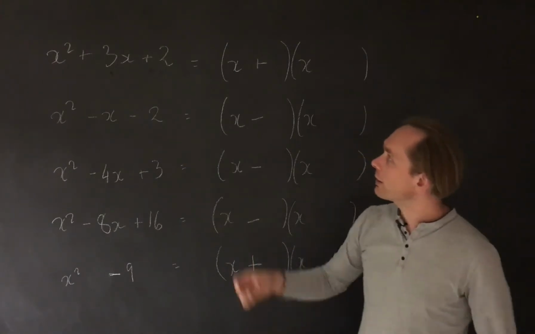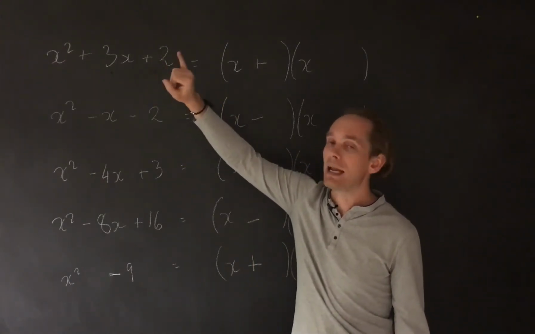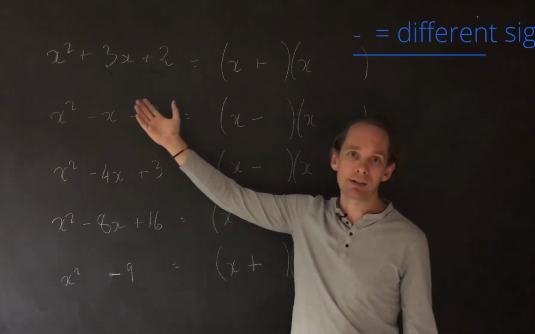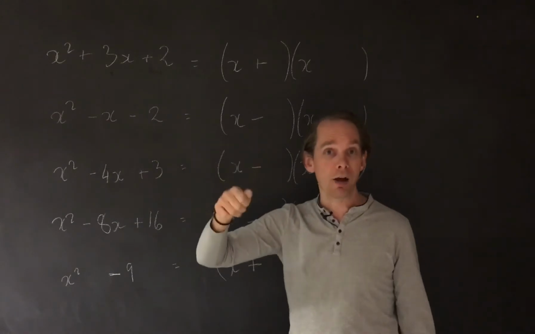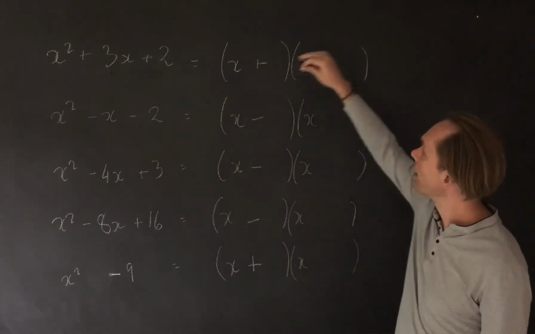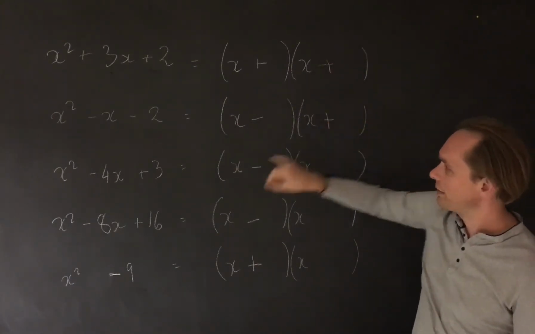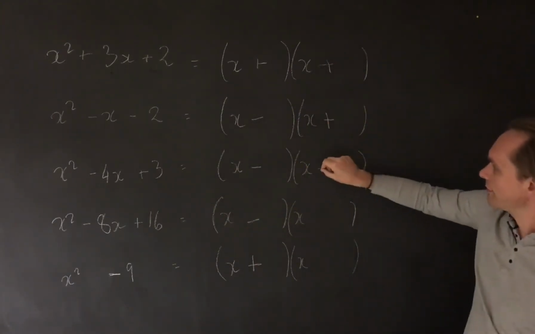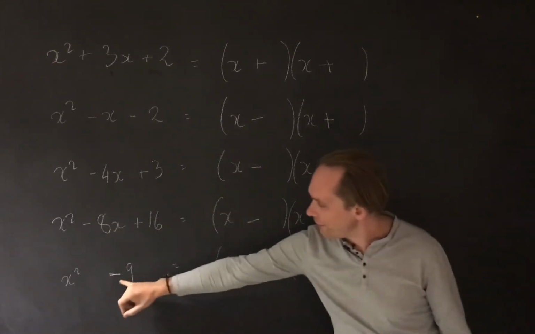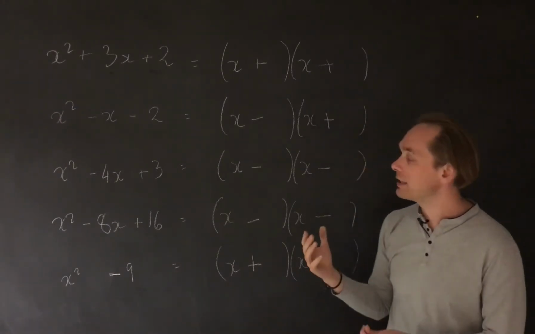Next, you look at the sign of the integer here, the second plus or minus. If it's a plus, you put the same sign in both brackets, and if it's a minus, you put a different sign. So think about sum, same; difference, different. So sum, same: plus, plus; different: minus, plus; same: minus, minus; same: minus, minus; and different: plus, minus. All right? Now, the last thing you need to do is some maths.